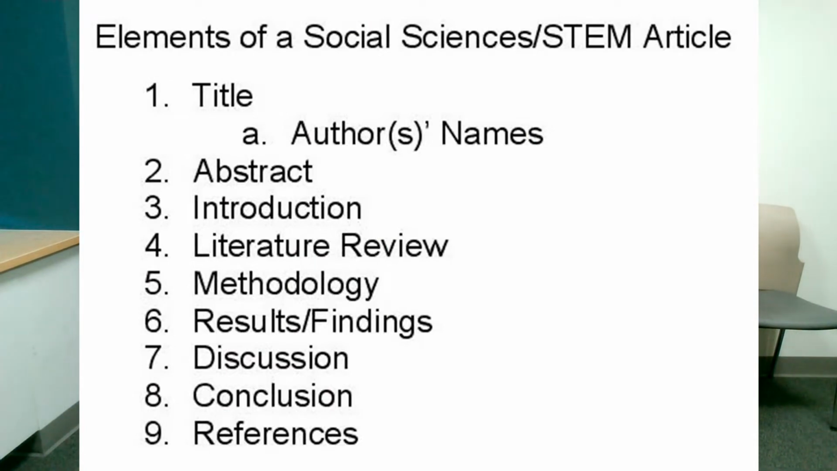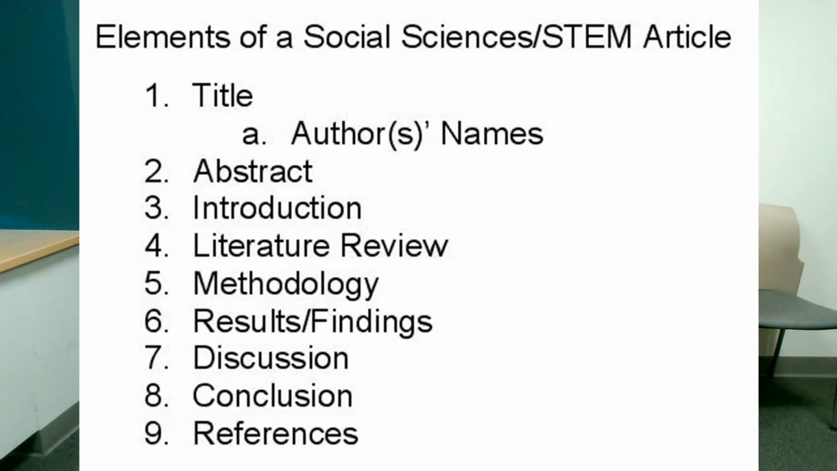Then the name of the author or authors. Generally with the social sciences and STEMs, you tend to get multi-authored papers, so it's often the names of the authors plural. Next you get the abstract, which is a condensed version of the overall argument. Then you get the introduction, which tends to establish the topic of the research and often gives the hypothesis being tested. Next, you get a literature review, and this is a sort of survey of the field, what information other people have come up with.